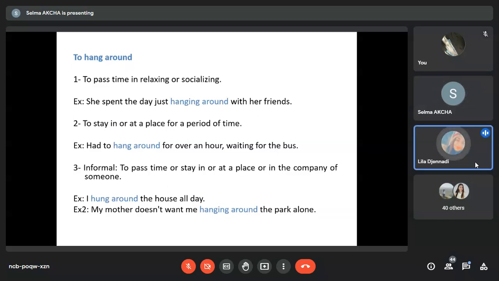Madame, c'est passer du temps, c'est ça. Passer du temps, traîner avec ses amis, rester dans un même endroit. Quand vous restez dans le même endroit, vous avez passé toute la journée à la maison. You spend the whole day in your house. You can say, yesterday, I hung around the house. Donc, around, c'est autour de la maison. Hein? Autour, not in the house, sorry. I hang around the house all day, which means that I stayed in my house the whole day.